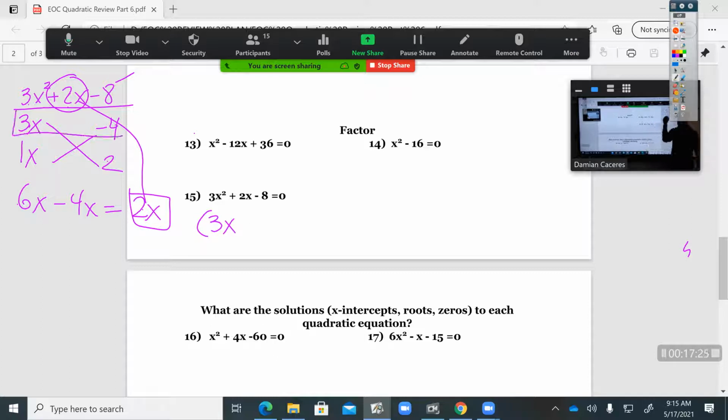Once your middle number matches, you have the answer here. The first binomial is the top portion, so 3x minus 4. The second binomial is the bottom part, x and a positive 2. So those are your factors for number 15. Now, we don't have to make them equal to 0 and solve, because they don't ask to factor and solve, or they don't ask to find the solutions right from the get-go. So you leave it like this.